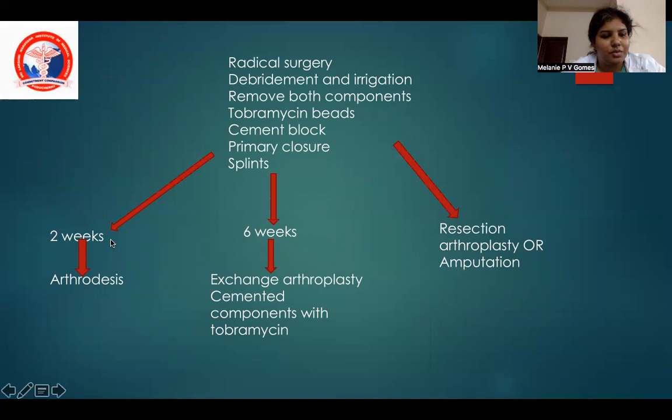This is continued for 2 weeks and then can go on to arthrodesis, or it can continue for 6 weeks and then move on to exchange arthroplasty, cemented components with tobramycin in the bone cement, or as a last resort, a resection arthroplasty or amputation may be required.